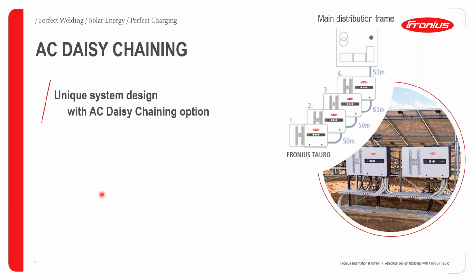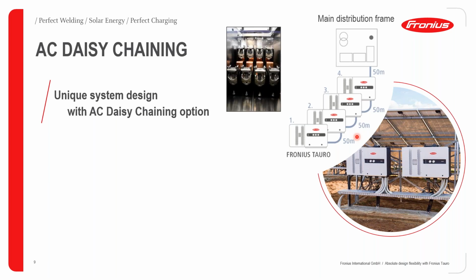The basic idea is actually to have, like shown in this graphic here, to be able to connect multiple Tauro inverters on the AC side together, and then from the last Tauro product, you then go directly to the main distribution frame instead of having every product cable to the main distribution frame individually. So therefore, you can save a lot of cable costs, of course. And this option actually allows us to combine multiple Tauro devices together. So in a picture, it looks like this.